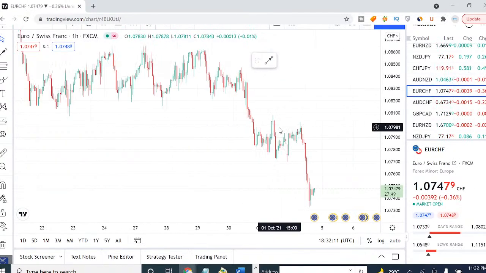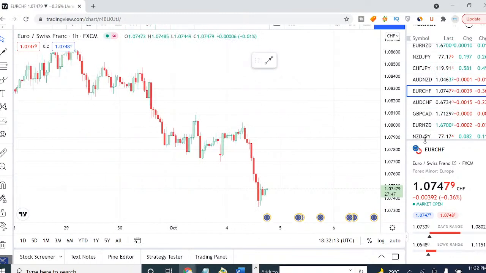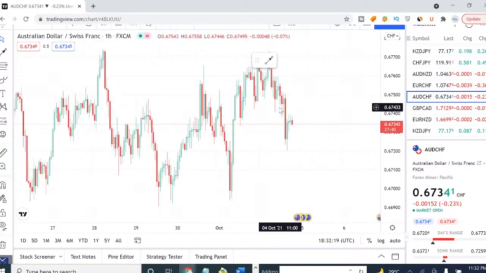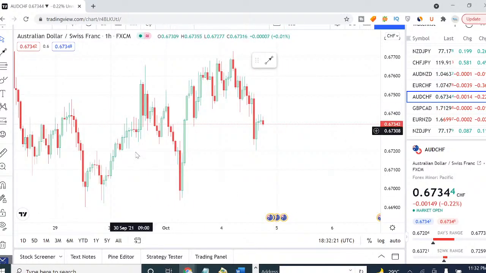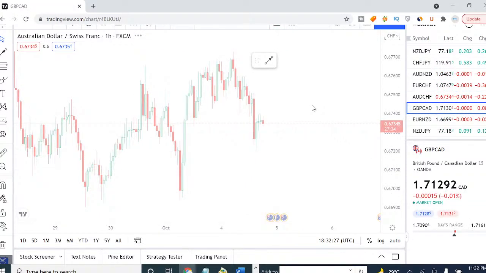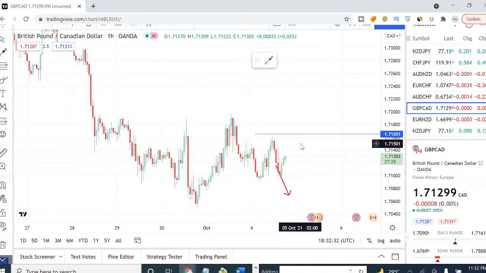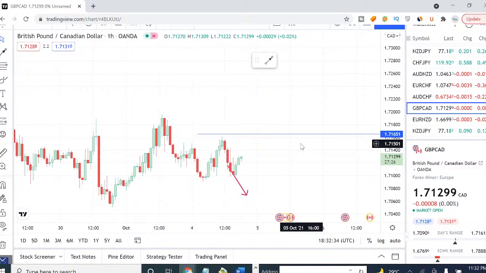Okay, that's the EURCHF, not a clear signal. Leave it, we are going to skip that chart as well. AUDCHF, so if we talk about AUDCHF, it's also playing in a range up and down. So not going to advise anything, because the newbie traders, they are looking to scalp the market.